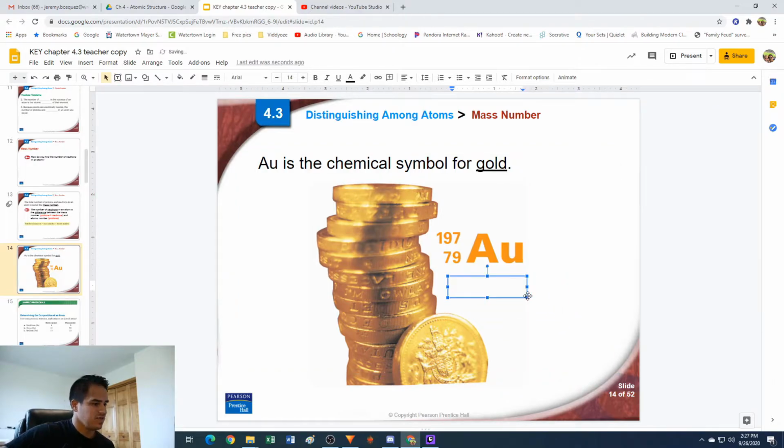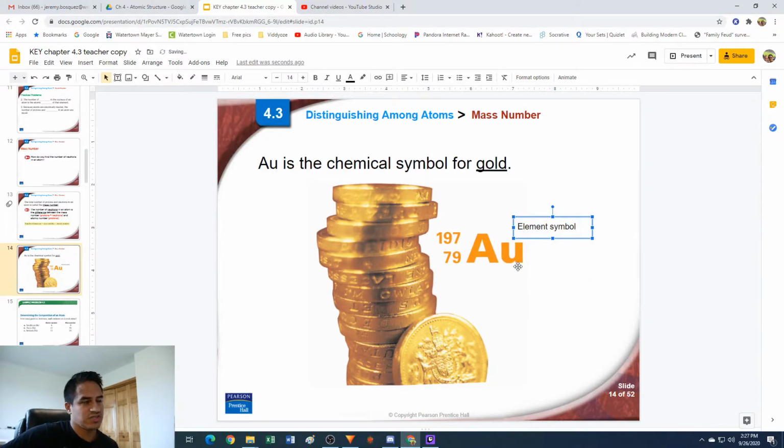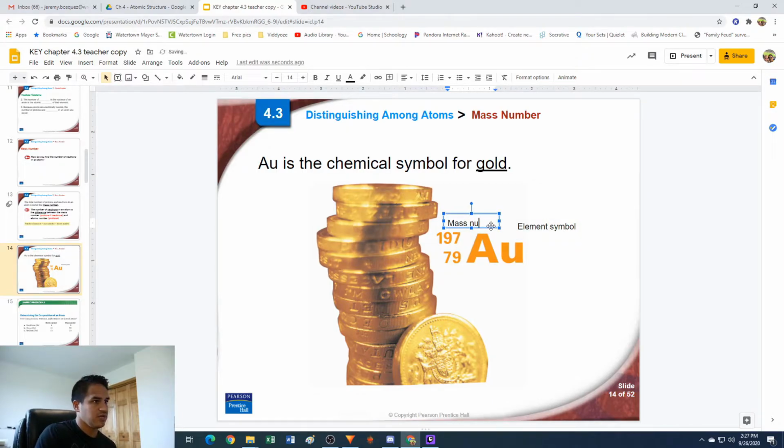So we have the element symbol, okay, which is going to be, of course, a 1-letter or 2-letter abbreviation from the periodic table. Then we have a big number, which is going to be written up above. That is the mass number, okay? So the mass number is the number of protons plus neutrons. And then we have a smaller number down underneath, and the smaller number down underneath is the atomic number. So that is strictly only the number of protons.